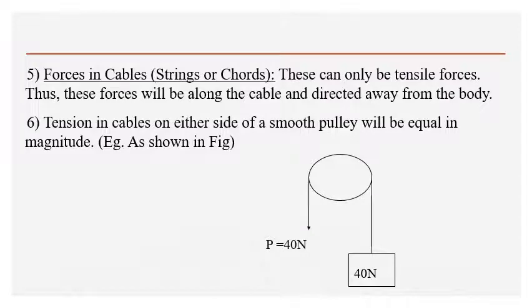The same example as I am showing in every class: a block is suspended by a string which passes over a frictionless pulley. So the tension on the other side of the pulley is also the same, that is 40 Newton. We have solved almost 12 problems in the last few classes. So let's solve some more problems. Here is a combination of slightly difficult problems and simple problems. Let's go on.